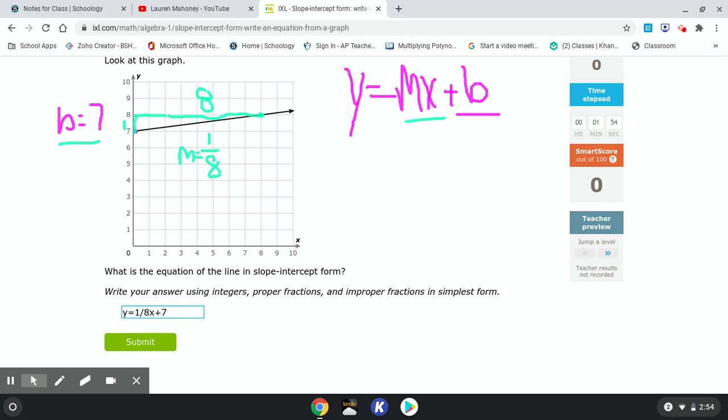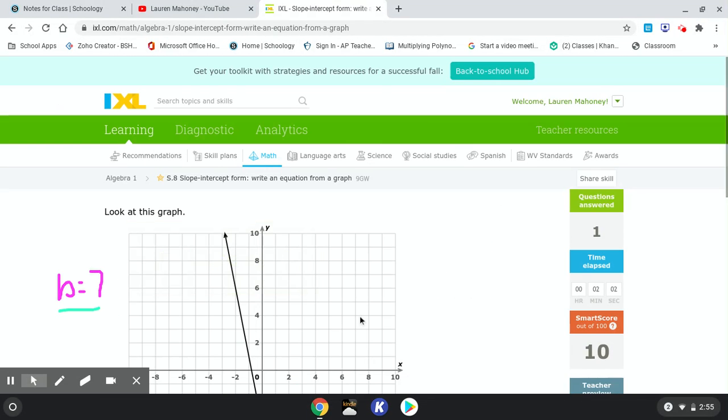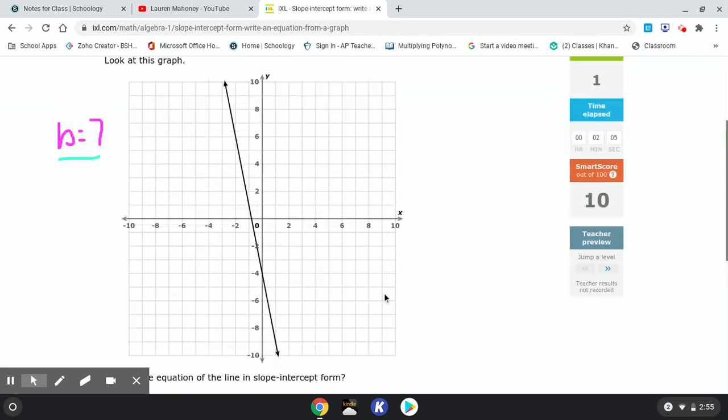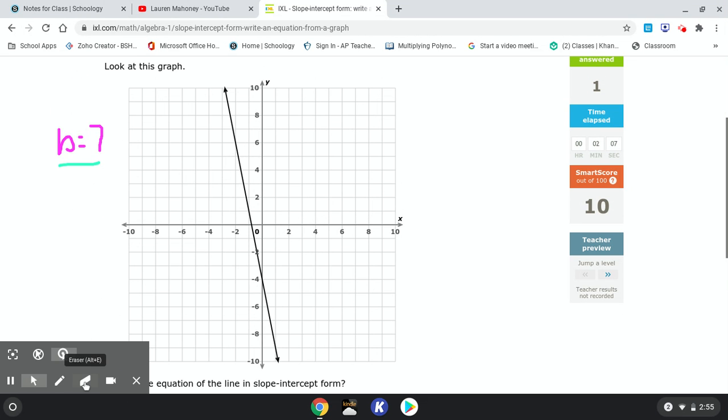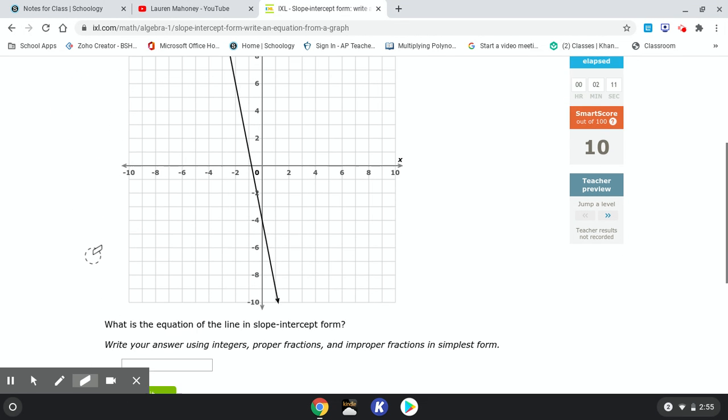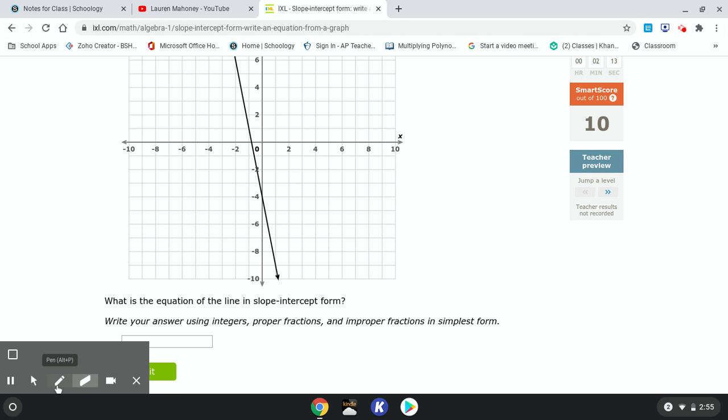So with a slope of 1 over 8 and a y-intercept of 7, we just have to plug into this equation. So down here in my box, I would type in y equals 7x, sorry, let's try that again. Because again, I said my slope was 1 over 8. Y equals 1 over 8x plus 7. 1 over 8 is my slope because I'm rising 1 and running 8, and my y-intercept is 7. Now I'm going to click submit, and I'm good to go.